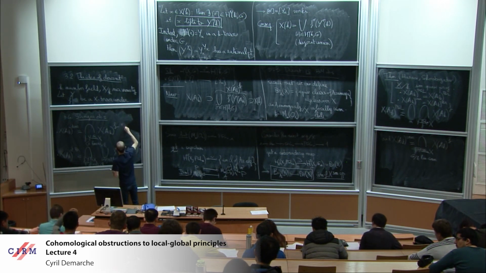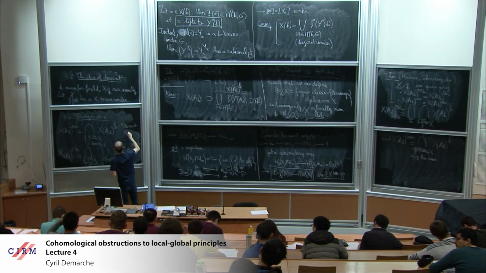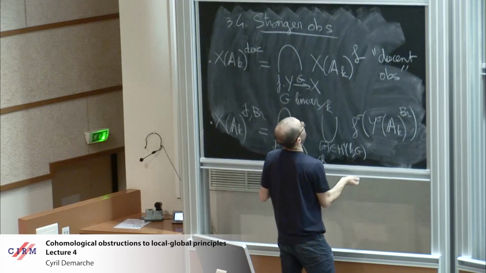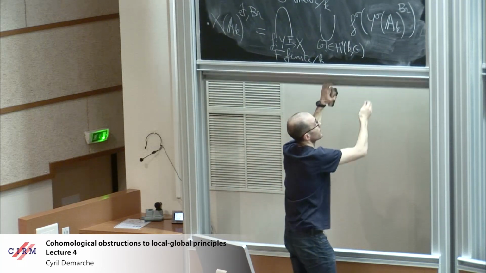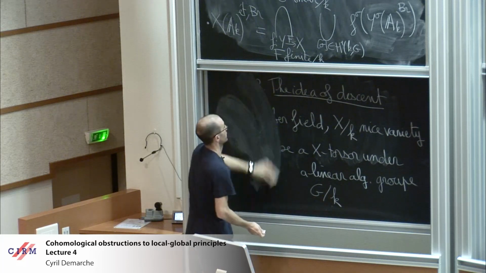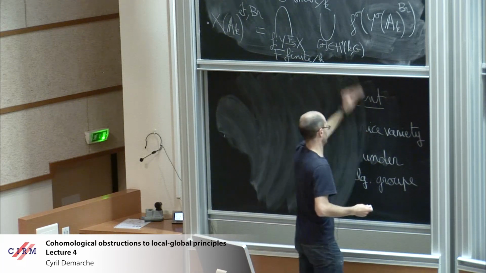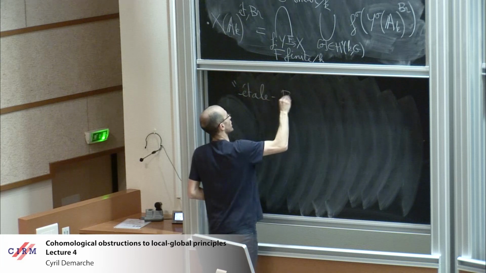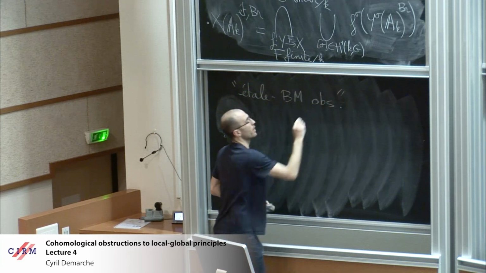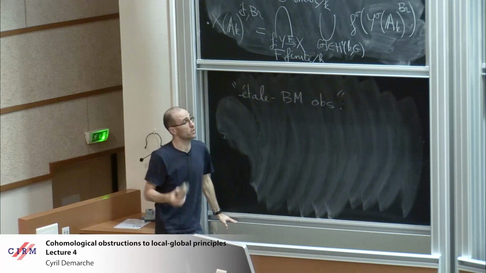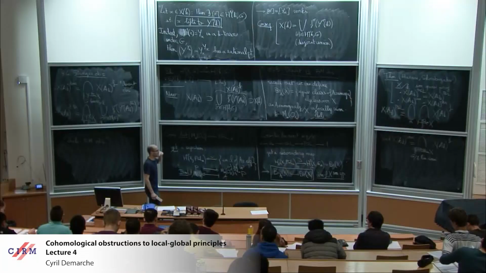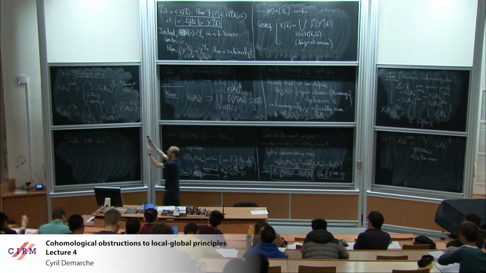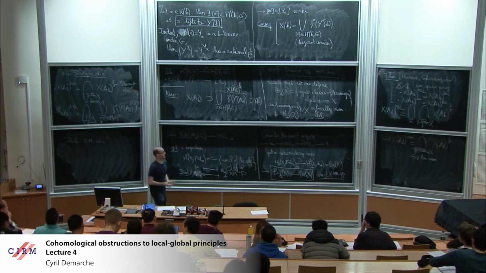So this is the descent obstruction to the Hasse principle, and the last one is called the Étale-Brauer-Manin obstruction. Of course these sets are in general less computable than the Brauer-Manin set, because you have to take into account all these torsors.